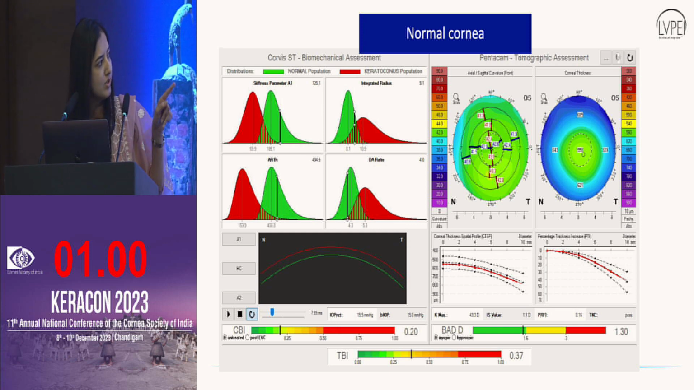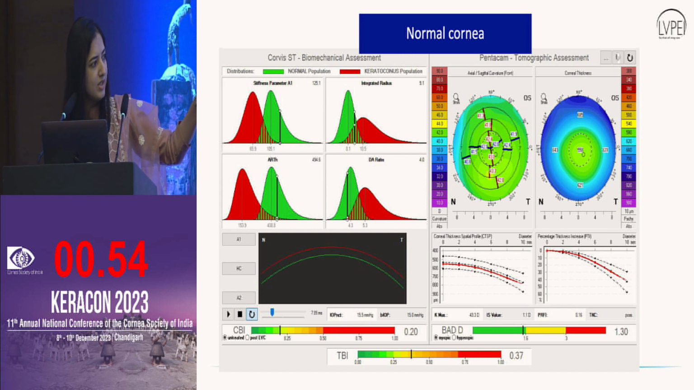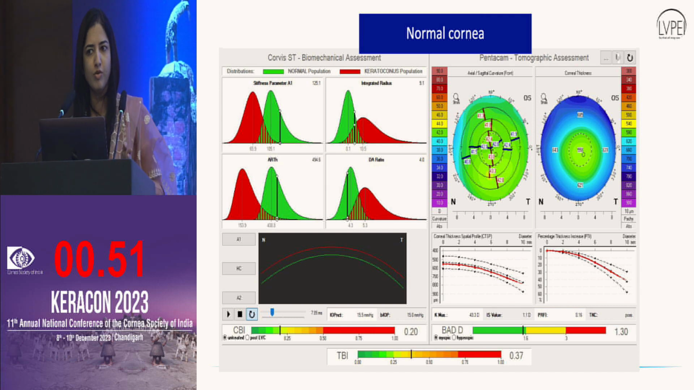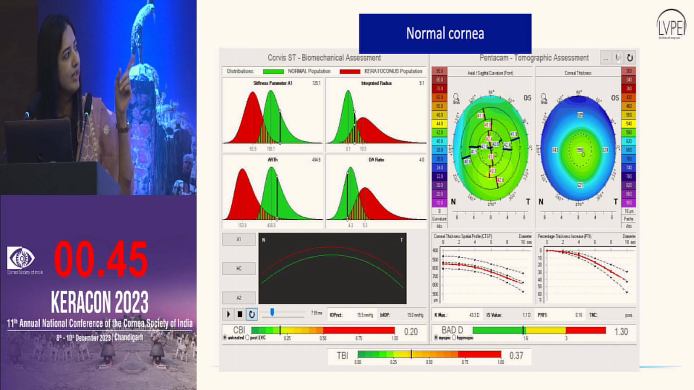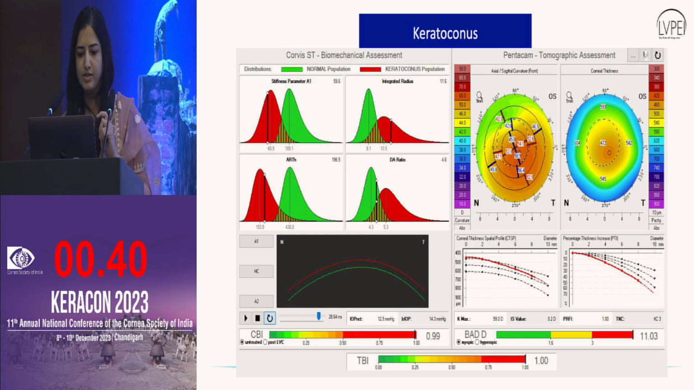We also need to see that when we are looking at the CBI, like you see there are two options there, one is untreated and one is post-LVC. So we need to choose the appropriate option of the patient that we are seeing. If it is untreated, then the red curve is mainly of the keratoconic population, but when we take post-LVC as the selection, then the red curve is of the post-LASIK ectasia cases.